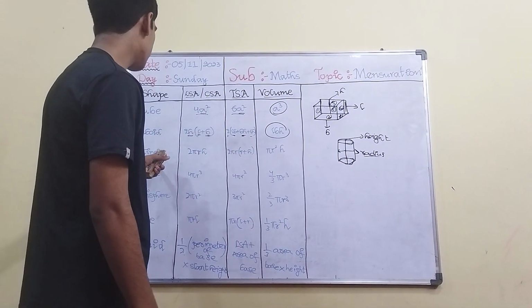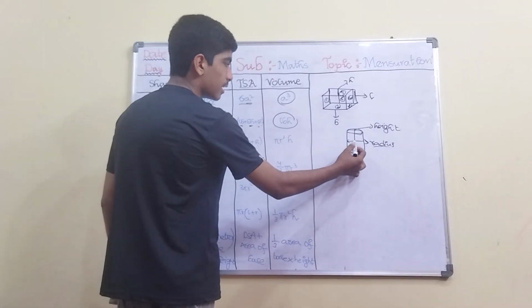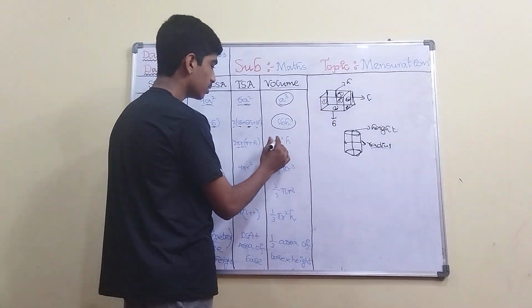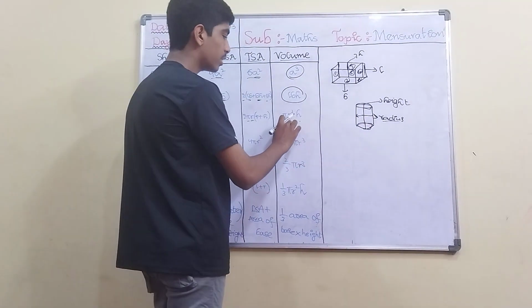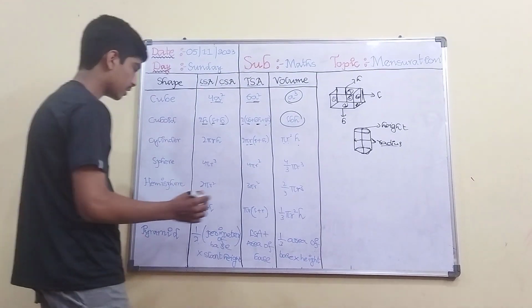And the volume for the cylinder is pi r square h, not 2 pi r square h. Here there are two radius, so it should be taken as one diameter, because there are two radius. Two radius means r square. Here it is taken square. The next one is sphere.